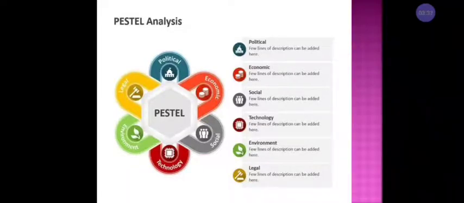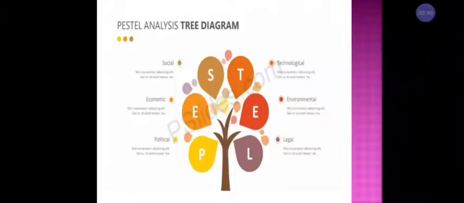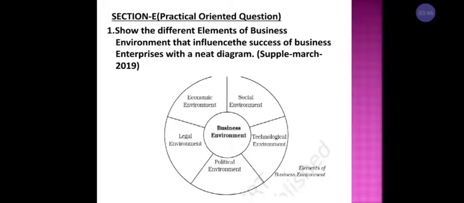Let us learn each force in detail. This is the PESTEL analysis tree diagram, and as I already explained before, you may expect this diagram for 5 marks in a practical oriented question. You have to present it like this in the examination. You can see in the slide, in the circle, the different elements of business environment. For 5 marks you are supposed to answer with 5 environmental elements or 5 dimensions of business environment.